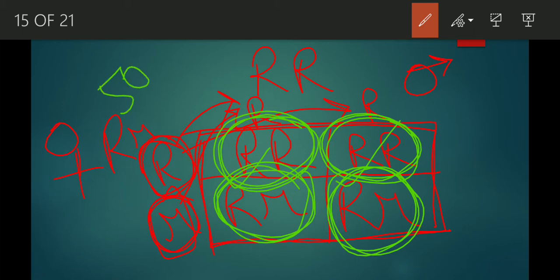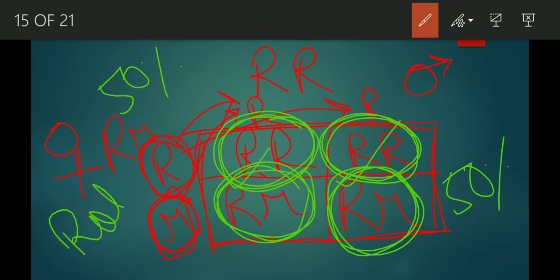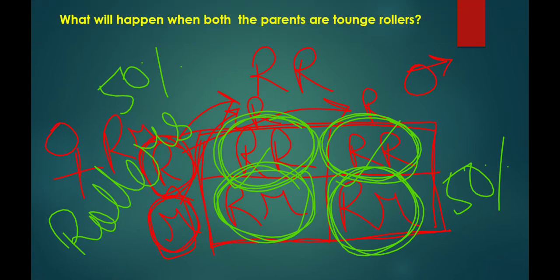So 50% of them are homozygous dominant and 50% of them are heterozygous dominant. But all are tongue rollers. All are the tongue rollers. Clear? This is the result of the offspring.